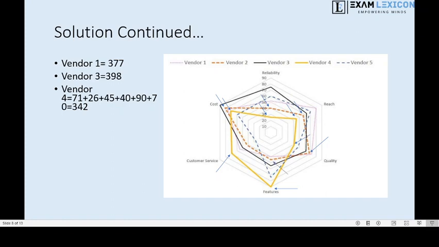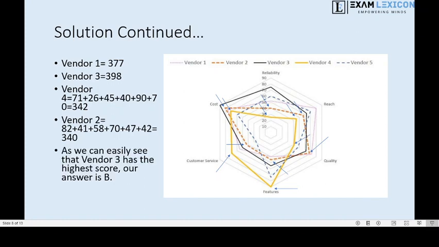For features, it is showing a few marks below 50, so we're taking it to be 47. And last, for customer service, it is just above 40, so we are taking it to be 42. So the total for vendor 2 is 340. Okay, so as we can easily see, vendor 3 has the highest score in our answer, hence it has the highest average score as well. So our answer is option B.